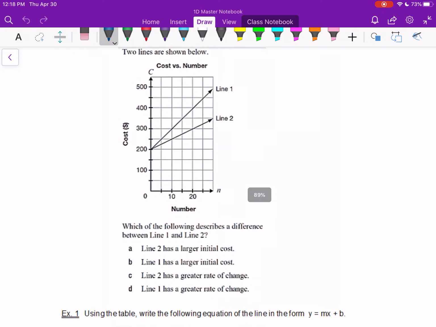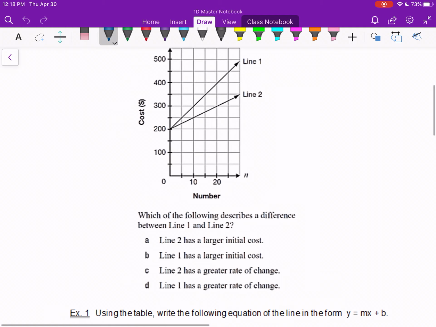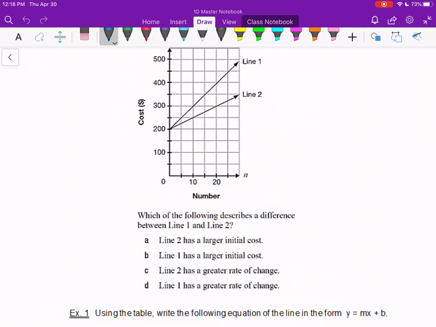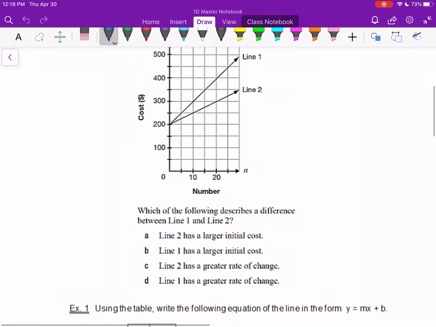So when I look at them without even looking at the answers, which is usually a good way to do multiple choice questions, just try to answer the question without looking at your options first and then pick one that matches your ideas. So line 1 is steeper than line 2, which means line 2 is less steep than line 1. They both have the same y-intercept, which is sometimes called initial value or initial cost in this case, because it is measuring cost over number of something.